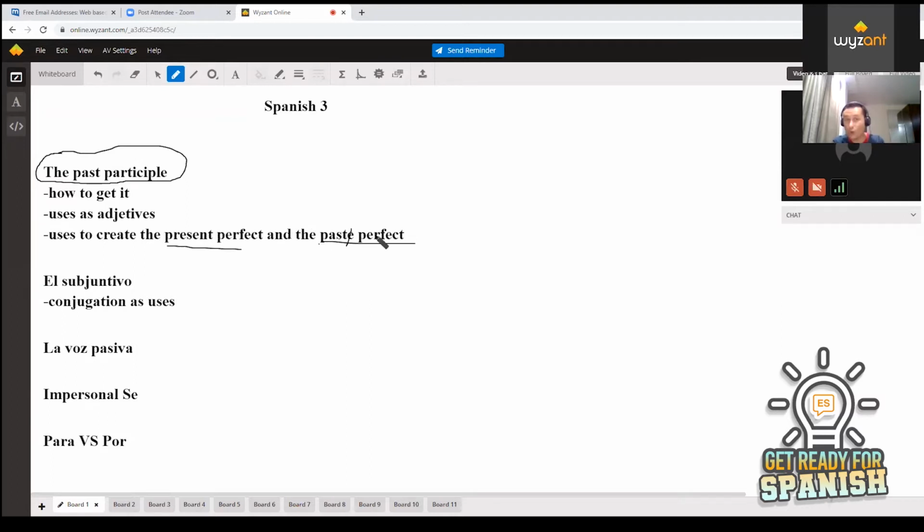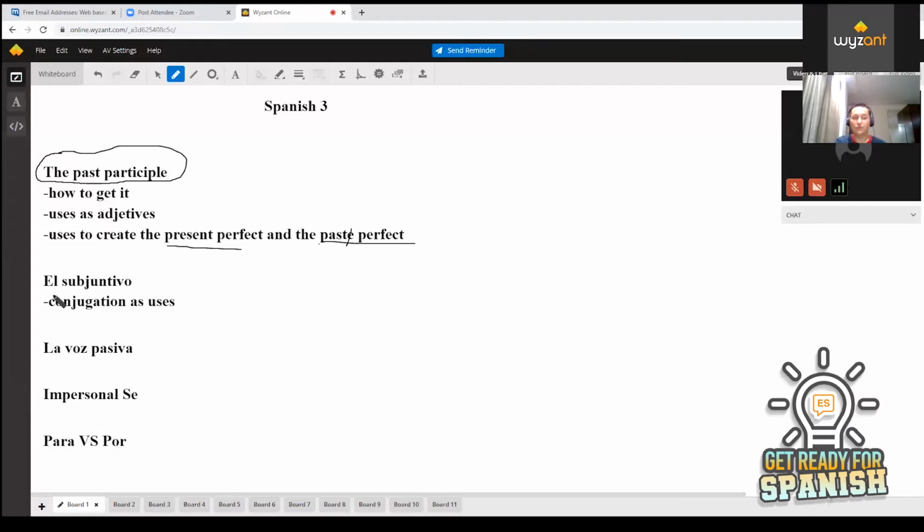Again, you know what these tenses are in English. Maybe you don't remember the name. We are going to see how we create them and how we use them in Spanish. Second big thing for tonight, the subjunctive, el subjuntivo.